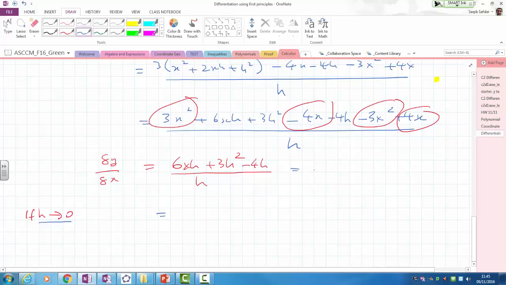Let's just tidy this up. So that will be 6x divided by h, which is 6x, plus 3h squared divided by h, which is 3h, take away 4. So if h becomes 0 in here, what are we left with? 6x minus 4. And because it's no longer an approximation, we can now write this as dy over dx.